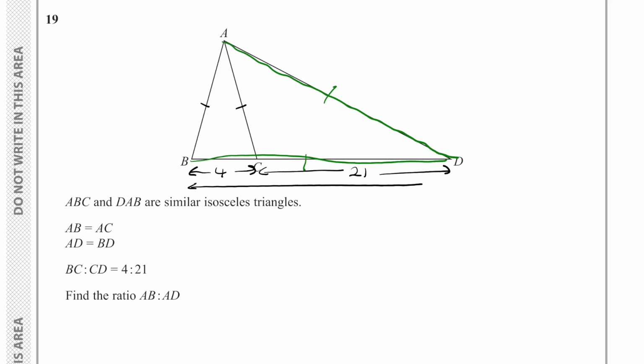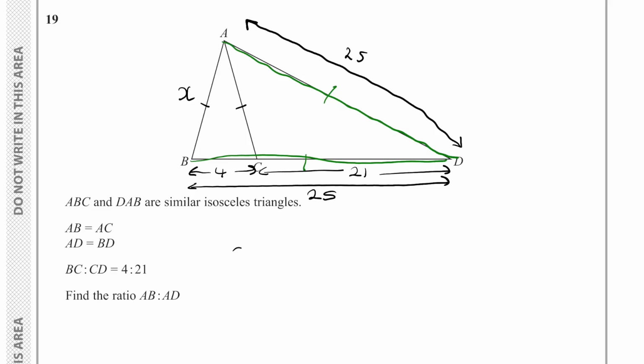So the whole length is 25. So the whole of the other equal side is also 25. Find the ratio AB to AD. So AB is part of both of our triangles. It's a large side on our small triangle and the small length on our big triangle.